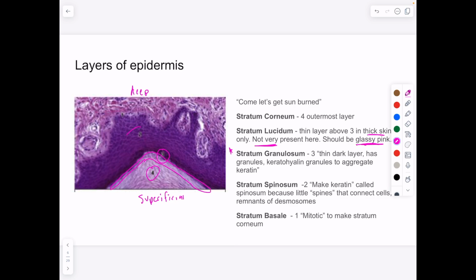All right, then we have the stratum spinosum. It makes keratins. If you were to zoom in, you'd be able to see tiny little spines between the cells, and those are remnants of desmosomes adhering the cells together. And then our final layer is stratum basale, which is mitotic to eventually make the stratum corneum, right? So the idea is you have mitosis here to make all of the cells in the layers above it.